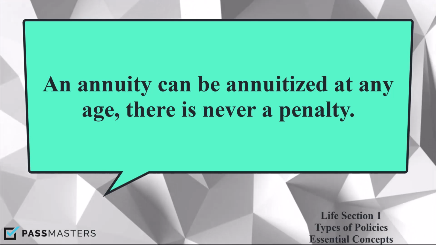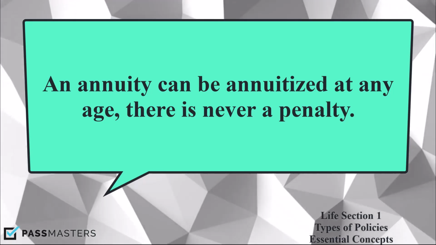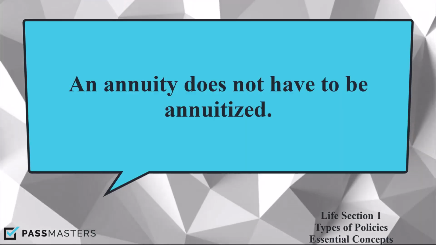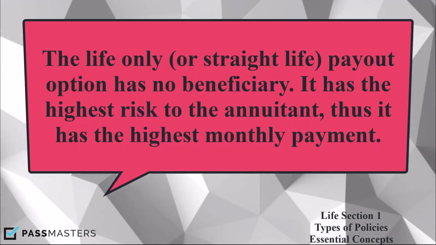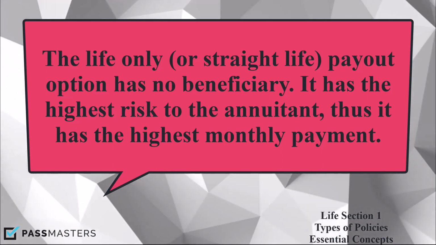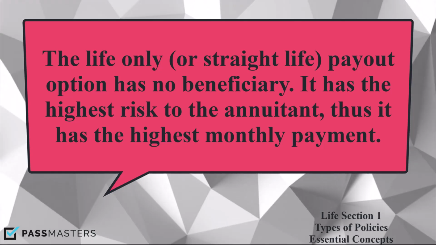An annuity can be annuitized at any age. There is never a penalty. An annuity does not have to be annuitized. The life-only or straight life payout option has no beneficiary. It has the highest risk to the annuitant, thus it has the highest monthly payment.